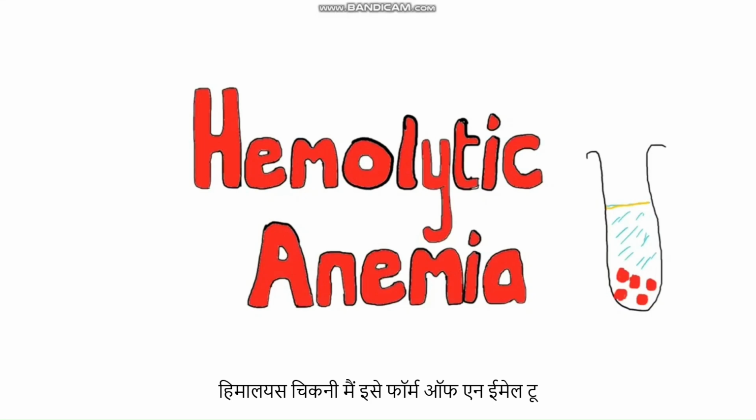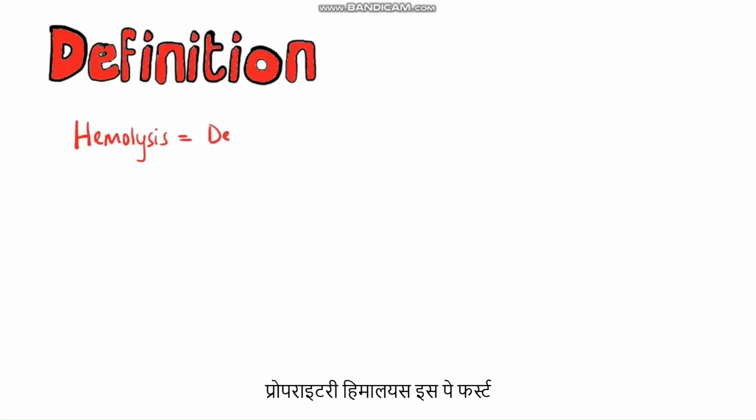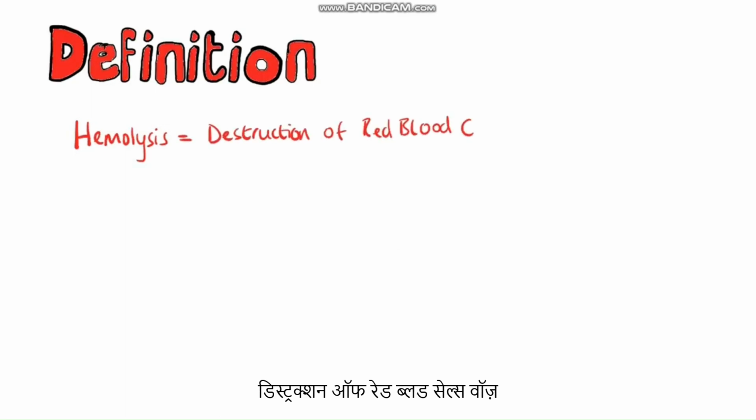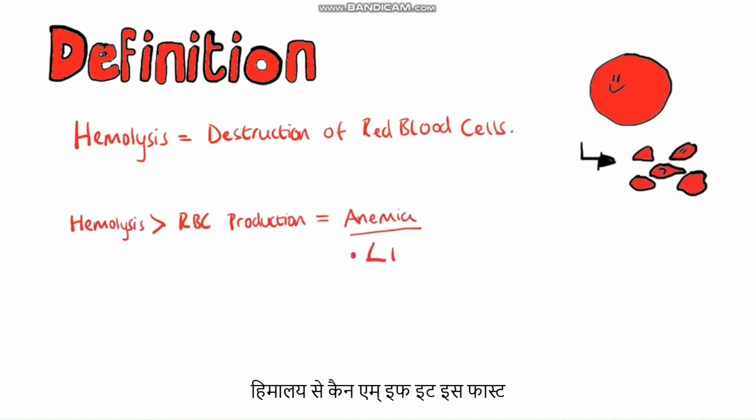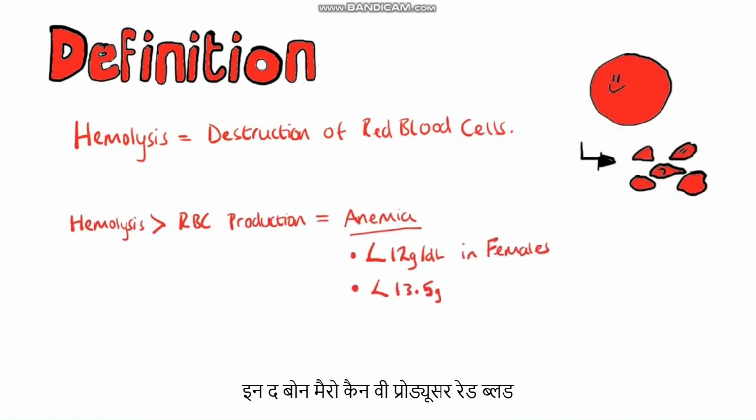Hemolytic anemia is a form of anemia where red blood cells are being destroyed inappropriately. Hemolysis refers to the destruction of red blood cells, which will cause hemolytic anemia if it occurs faster than the bone marrow can reproduce red blood cells.